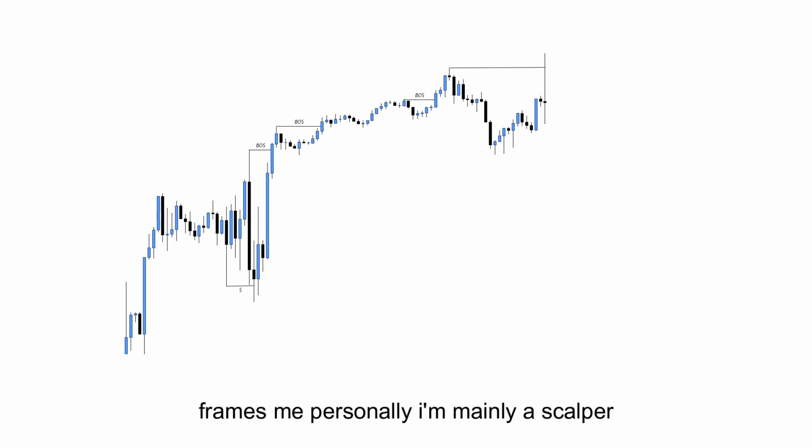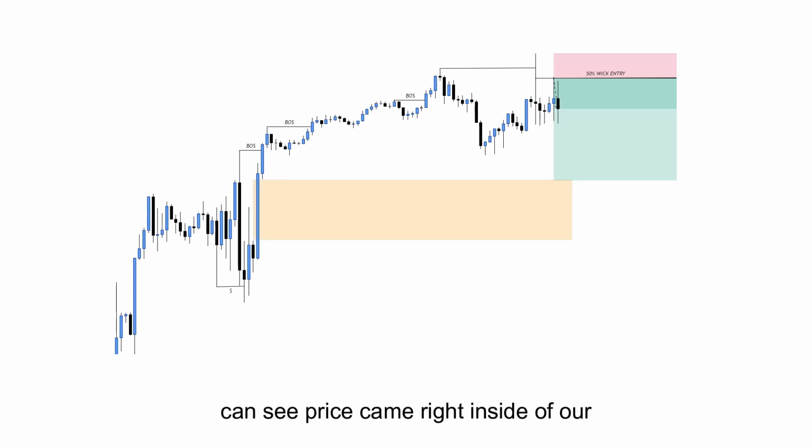Me personally, I'm mainly a scalper, so I look for my rejection blocks on the 15-minute time frame. So just like I stated right here, we can use the 50% of the rejection block. As you can see, price came right inside of our 50% of the wick entry right here. And what we target is the open of our fair value gap as our take profit, because we know that price wants to pull back and fill in this fair value gap.